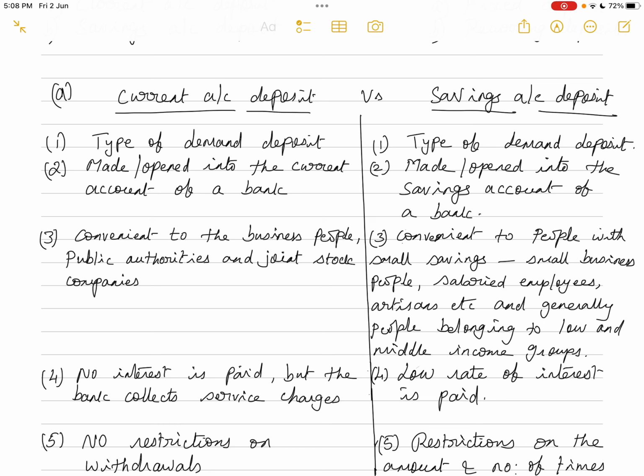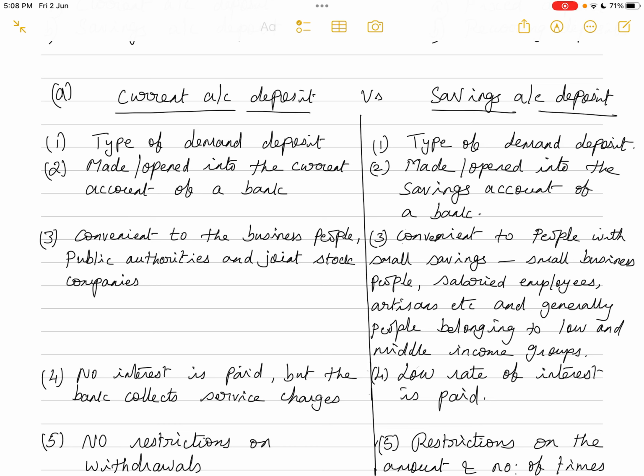So now, what are the features or the differences between the current account deposit and the savings account deposit? First, current account deposit is a type of demand deposit. Savings account deposit is also a type of demand deposit. Both these deposits are to be paid by the bank to the customer on demand. Second, the current account deposit is made into the current account of the bank. So the customer opens a current account and the money is deposited towards the current account of the customer in that respective bank.